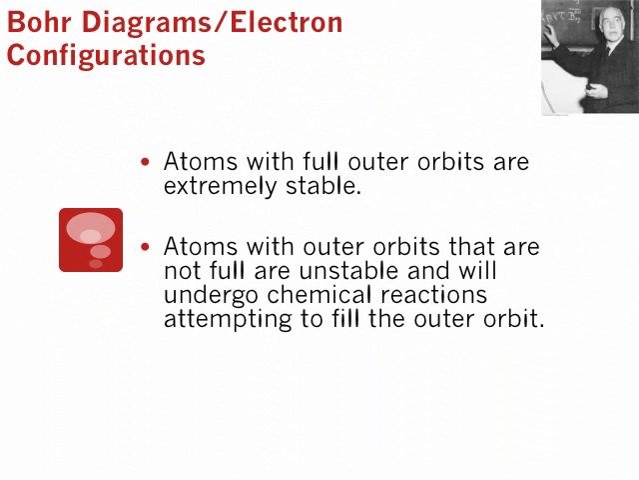What we find is that when atoms have a full outer orbit, they are stable. Atoms without a full outer orbit are unstable and will undergo chemical reactions in an attempt to fill an outer orbit.